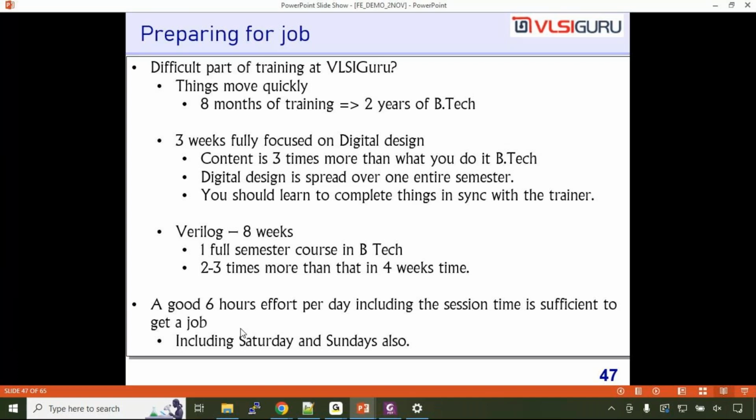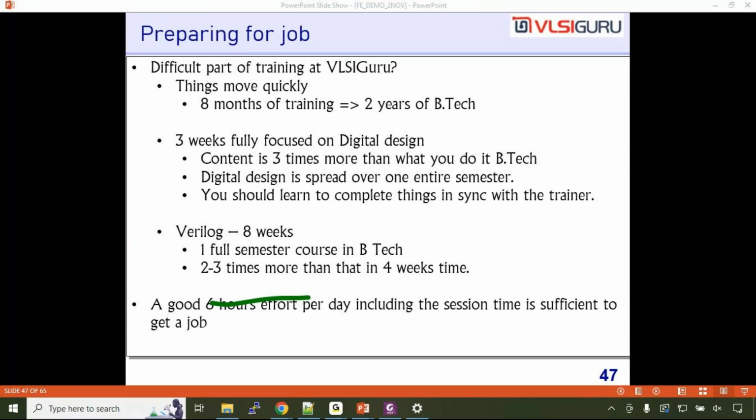Then why don't people get a job? They miss somewhere. Actually, they don't revise. The third major reason is that their fundamentals are very poor. What do fundamentals mean? I'm not expecting digital and Verilog. Basic aptitude is very poor.